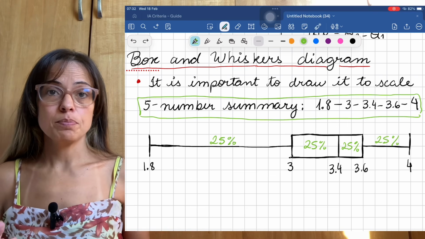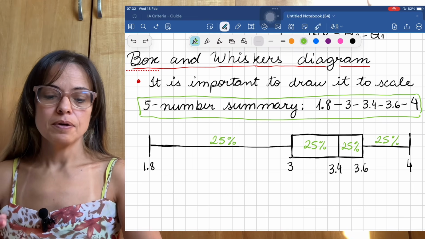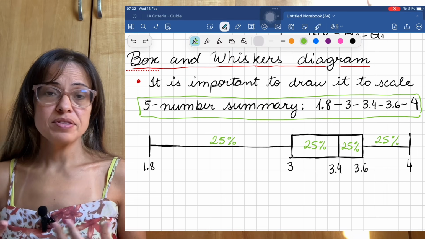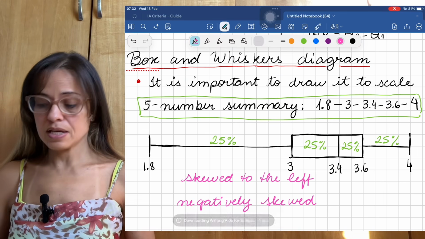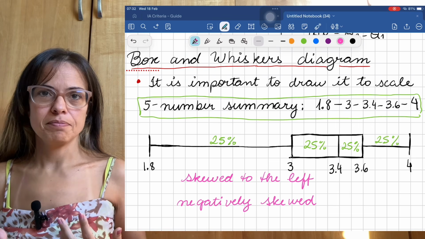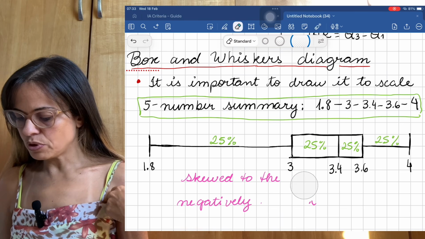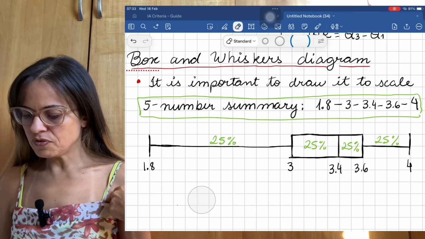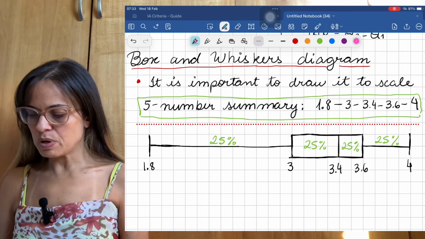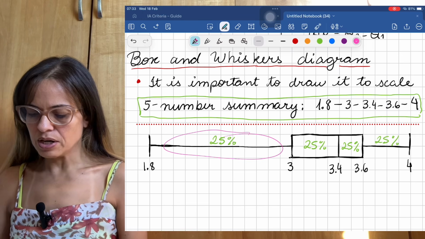In this one, for example, we can see that the numbers are more concentrated on the right side, on the larger numbers. The left side of the diagram is looking more spread out. And by the way, this has a name. We can say that this data set is skewed to the left or negatively skewed because the left side is the negative side, right? And the other question that people sometimes ask at this point is, don't we lose a bunch of information when we draw this graph? Because there is a wide space in which these 25% are, but I don't know exactly where they are.